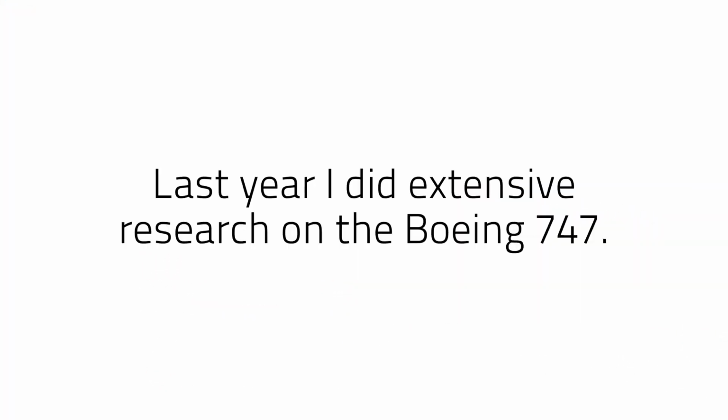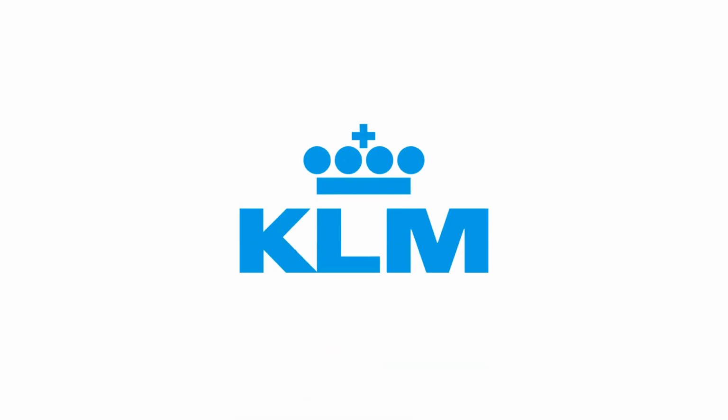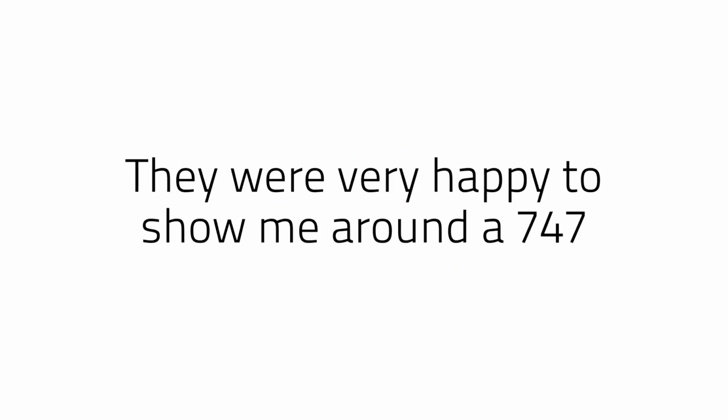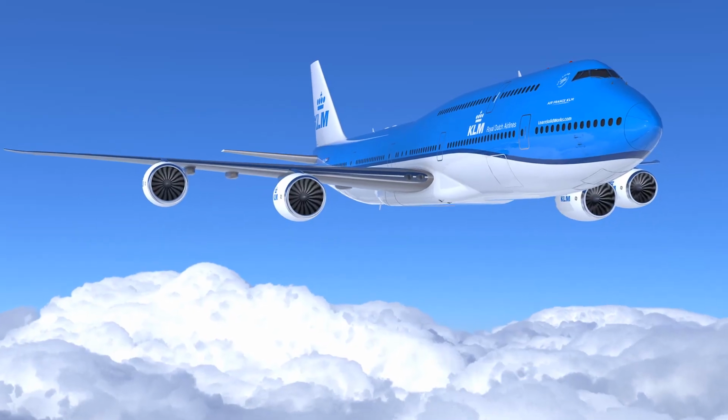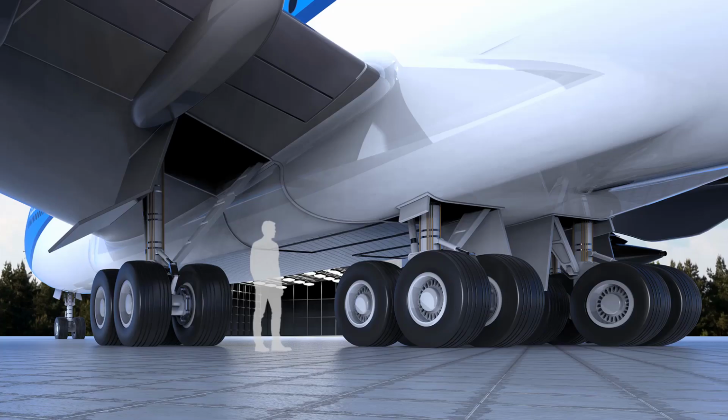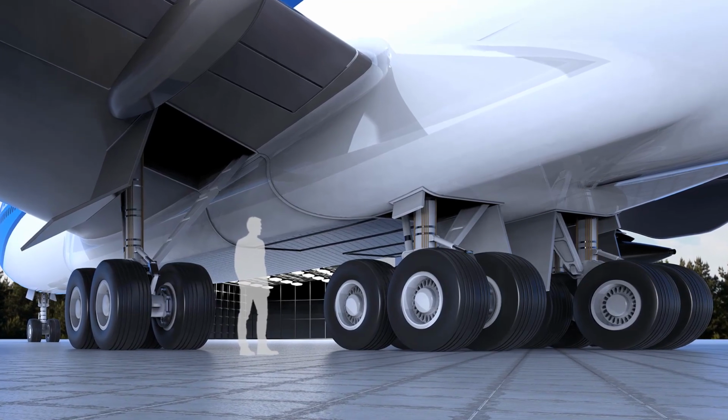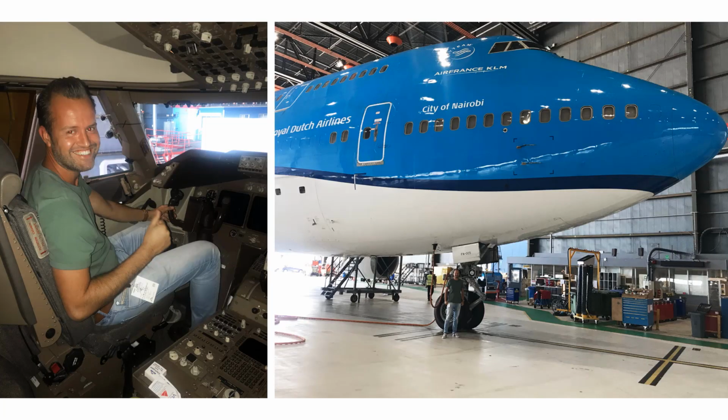Last year I did extensive research on the Boeing 747. It wasn't easy finding all the details I needed for this enormous aircraft on the internet. That's why I visited Dutch airline KLM to study a Boeing 747 up close. They were very happy to show me around a 747, and they answered all of my technical questions. This helped me enormously in modeling a realistic 3D model of the 747. Here's a picture of me in the cockpit and in front of the nose wheel to give you an idea of the enormous dimensions of the aircraft.